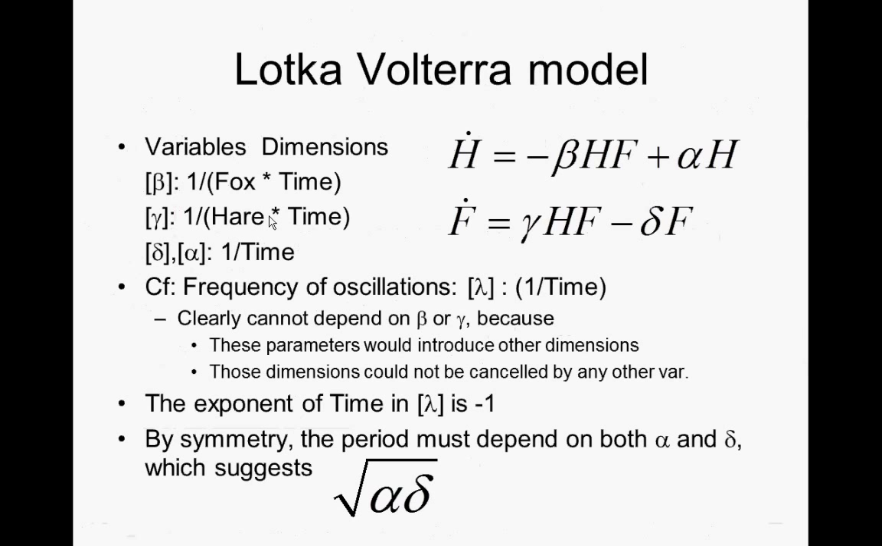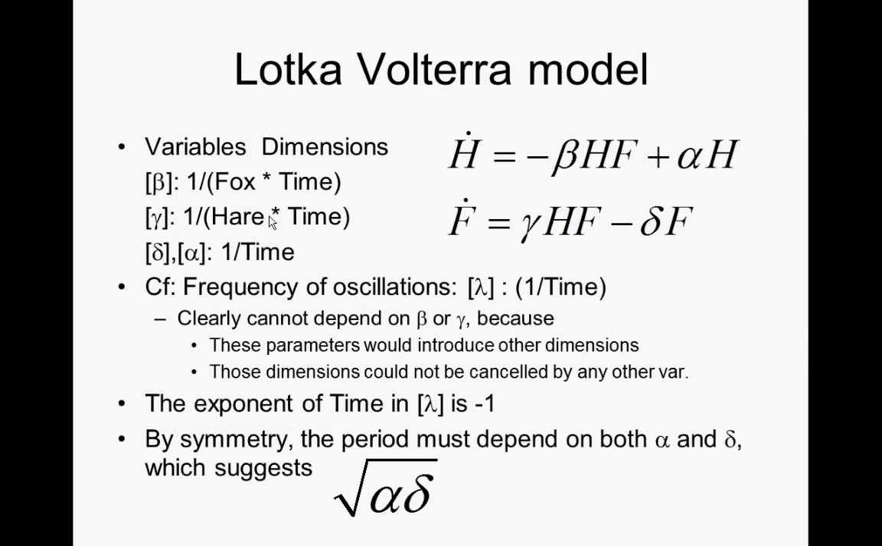dH/dt, in other words, equals minus beta times HF. You could find this in AnyLogic too, as a system dynamics model. We can do an analysis of this, and if H represents hares and F represents foxes, then the unit of H is hares, the unit of F is foxes.